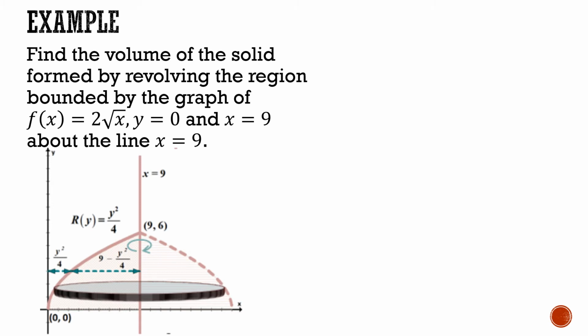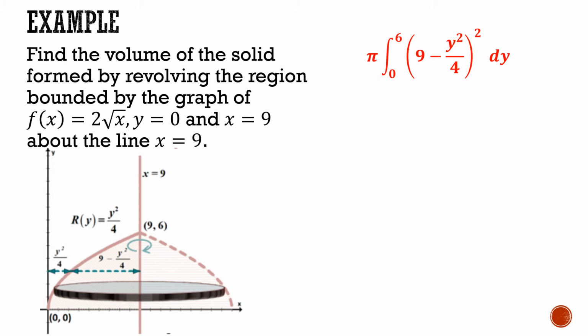All right, so working this out, since it's going about the line x equals 9, that's vertical like the y-axis. So I'm going to treat it like it's a y-axis problem, like I'm revolving it around the y-axis, which means everything has to be in terms of y. So my bounds are in terms of y, and the bounds of this region go from 0 to 6. And then because it's the y-axis, I want to do right minus left.